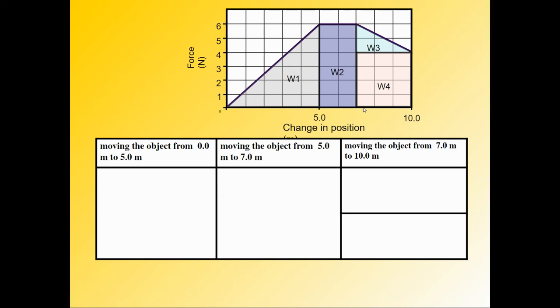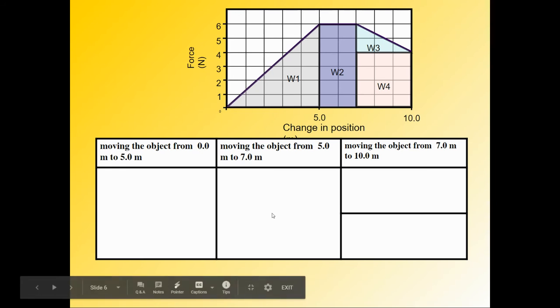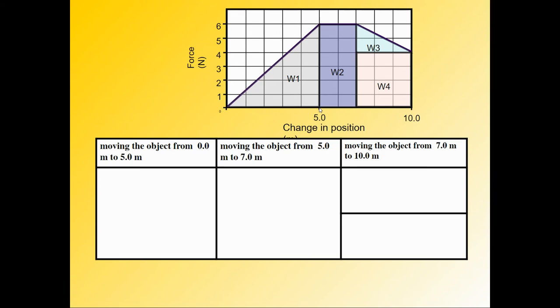And what I've done to make this a little bit easier is I've asked you to calculate work in each one by breaking it into sections. So the first one is for moving from 0 meters to 5 meters. So make sure that when you're doing this, that you're checking what spaces you're moving, okay?